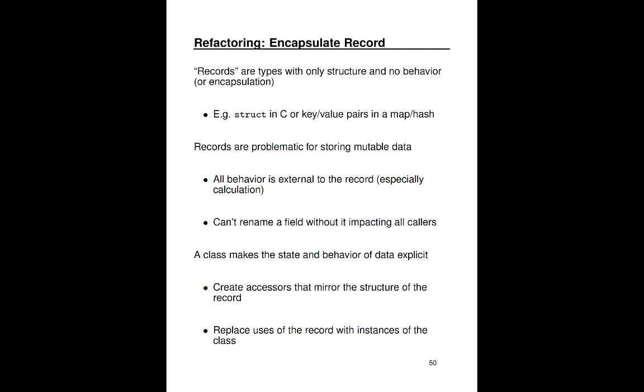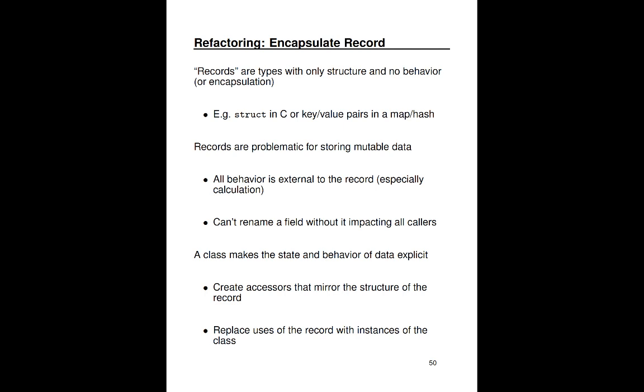So the first one is encapsulate record. Now, when I say record here, I mean it's a data type that only has structure and no behavior associated with it, and nothing that encapsulates it. So think like a struct in C, or in a language like Python, where you have those maps, those hashes that just have a bunch of key value pairs. This is often used to represent data and does it well. I mean, no question about it.